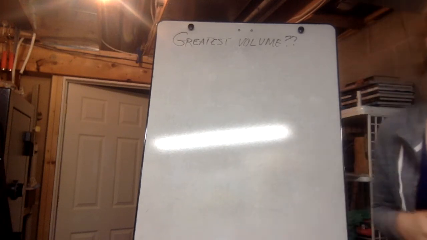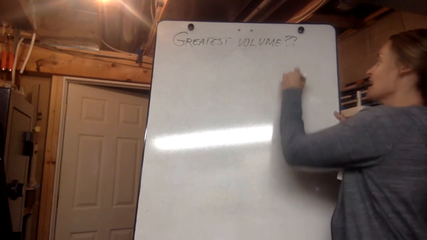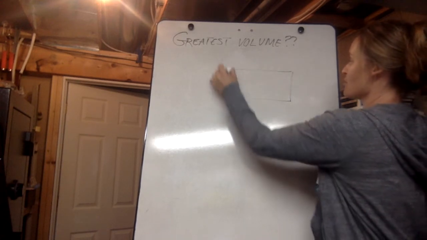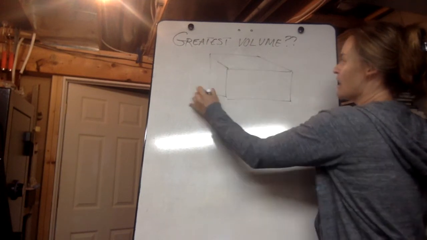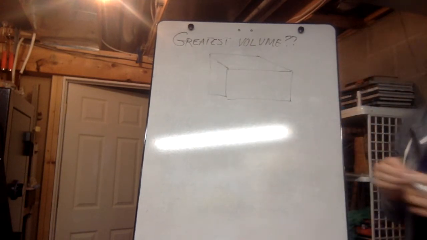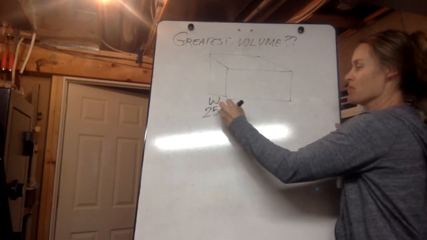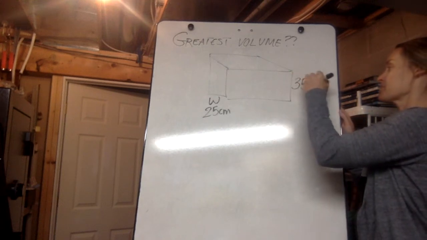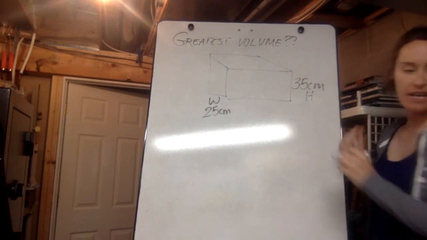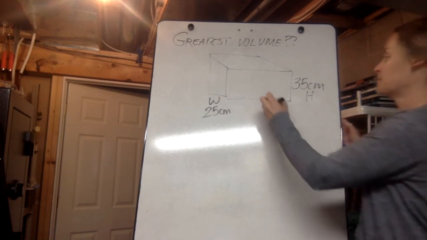So this is a young man who has a drawer, and it's rectangular in shape, obviously, since that's the shape we're doing today. So it's a rectangular prism. And he's got 25 centimeters wide. So I'm going to say this is my width, so 25 centimeters. He's got a height of 35. So that's my height. And then he's got a length of 35.